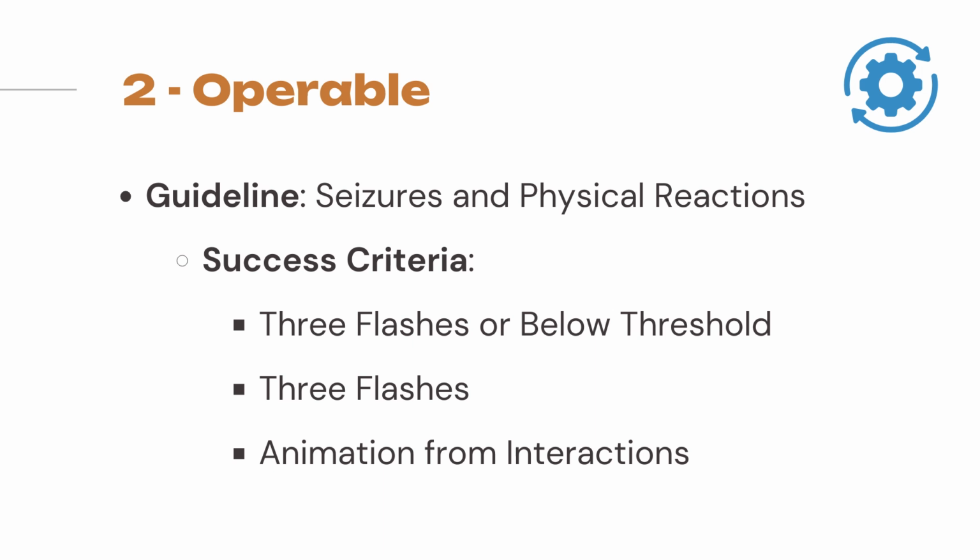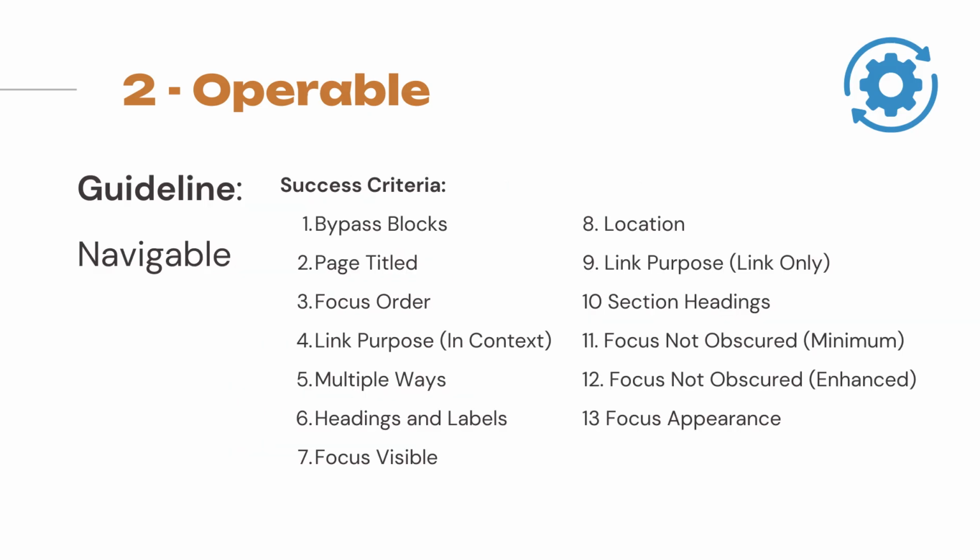The next guideline is about seizures. Success criterion 3 flashes or below threshold mandates that web pages do not contain content that flashes more than 3 times in 1 second. The next guideline is navigable. This covers 13 success criteria. Page titled suggests that web pages have appropriate descriptive titles. Success criterion link purpose recommends creating links whose purpose is determined by the link text or the surrounding context. Success criterion headings and labels says that content should be described by headings or labels.